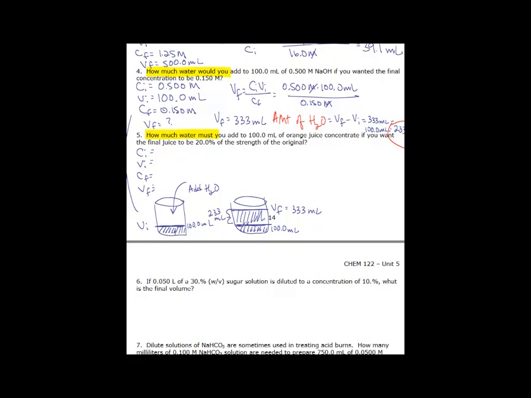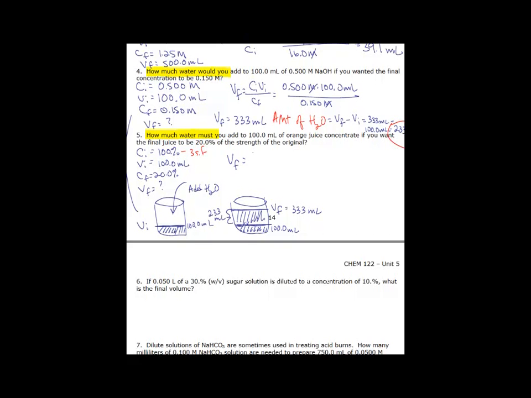Our initial concentration is set at 100%. We want our final concentration to be 20%. So I'm going to put a decimal there so you don't have to worry about sig figs. So it's 3 sig figs right here. Our initial volume is 100 milliliters. And just like with the last problem, we're going to have to solve for the final volume and then calculate how much water must be added.